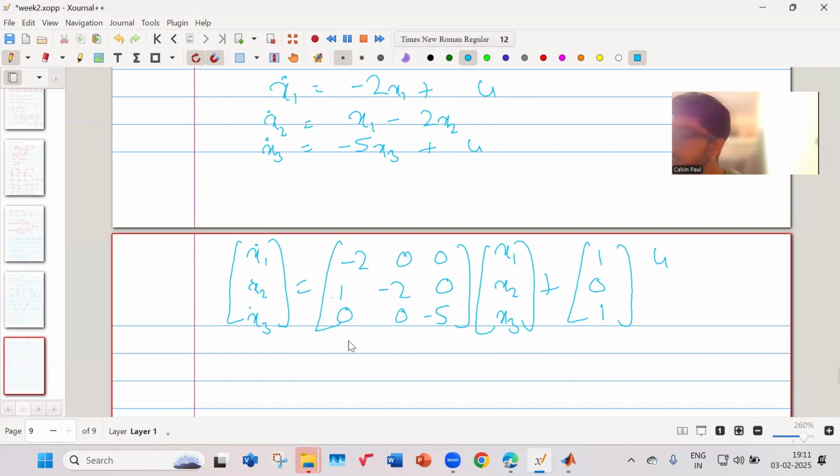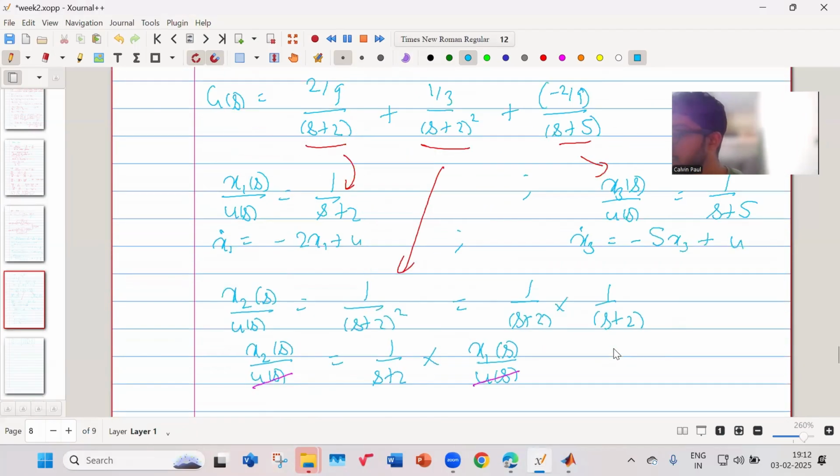Okay. So this is the transfer function. This is the state space representation. And so this is our A matrix. This is the B matrix. Now I have to find the output. So the output is what?